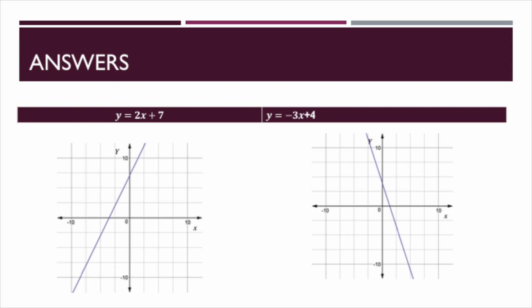Now in the second one, we said y equals negative 3x plus 4. So when x is 0, y is 4. You can see that there. And when y is 0, x is, what is it? When y is 0, x is actually 4/3. There you go.